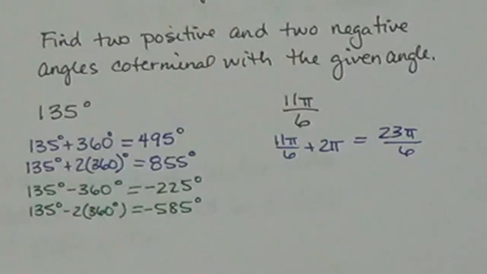Now with the radian measure, again, this is very similar to what we did before. So to get my first positive coterminal angle with 11 pi over 6, again, I'm going to add a full revolution, or 2 pi radians. So we're going to get 23 pi over 6. For the first negative coterminal angle, we're just going to subtract 1 revolution. And so subtracting 2 pi, we get negative pi over 6. I'll leave you to check the second positive and second negative coterminal angles.